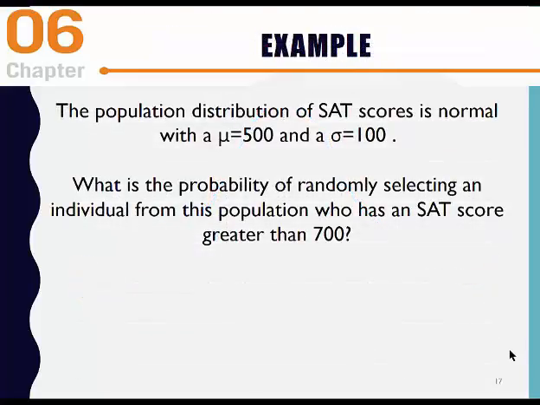So let's see how to apply this. What is the probability of randomly selecting an individual from a population who has a SAT score greater than 700, and we know for the population distribution of SAT scores, which is normally distributed, that we have a mean of 500 and a standard deviation of 100. So what is the probability, when we know this about the population, of randomly selecting an individual from this population who has a SAT score greater than 700?